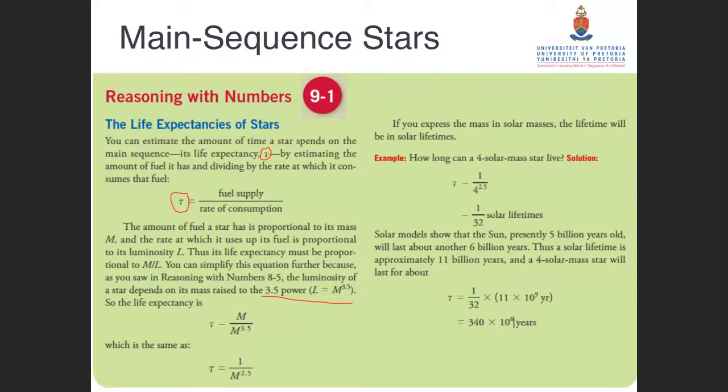Solar models show the sun, presently 5 billion years old, will last about another 6 billion years. Thus, a solar lifetime is approximately 11 billion years, and a 4 solar mass star will last for about 1/32 of that. So here we can plug this in, and we can say this is 340 million years. So you guys are happy with this?